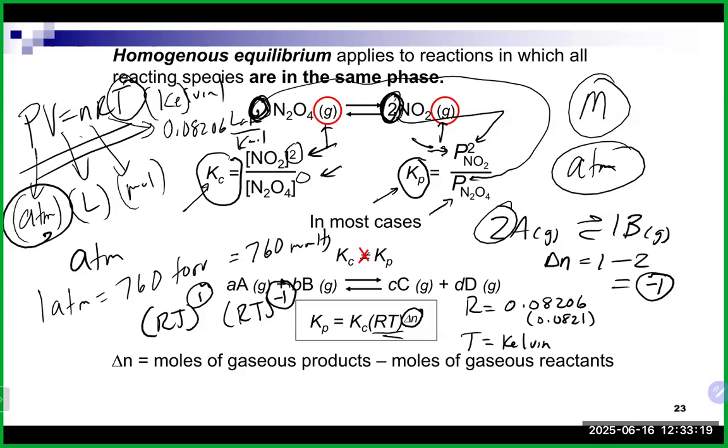Any questions on that there? That's RT. Right here, yeah, it's RT. It's that part of this equation, obviously. And obviously there's the Kc in front of it equals the Kp. All right.